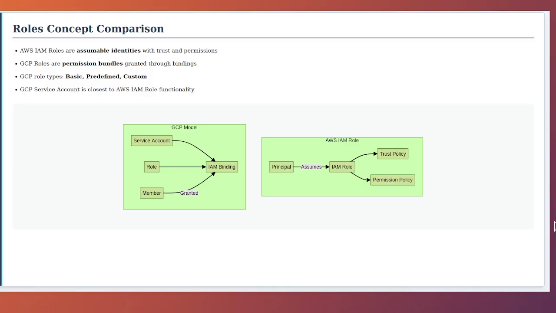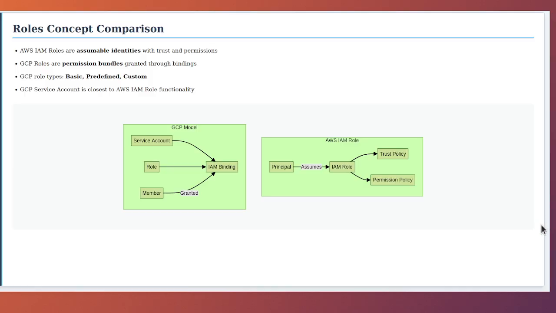In AWS, you see the IAM role as an assumable entity with its own trust relationship and permissions. In GCP, the role is just a permission bundle that gets bound to members. The GCP service account is the closest equivalent to an AWS IAM role because it is an identity that applications use, but the permissions come from role bindings rather than being part of the service account definition.